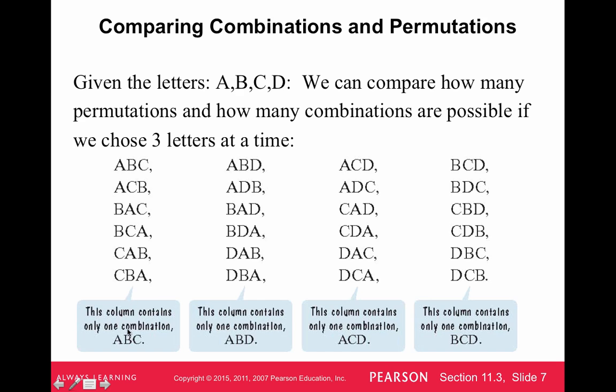But if order doesn't matter, then we look at combinations. These are all the combinations with just A, B, and C. These are all the combinations with A, B, and D. These are all the combinations with A, C, and D. And these are all the combinations with B, C, and D. And so there are only 4 combinations, but there are 24 permutations.